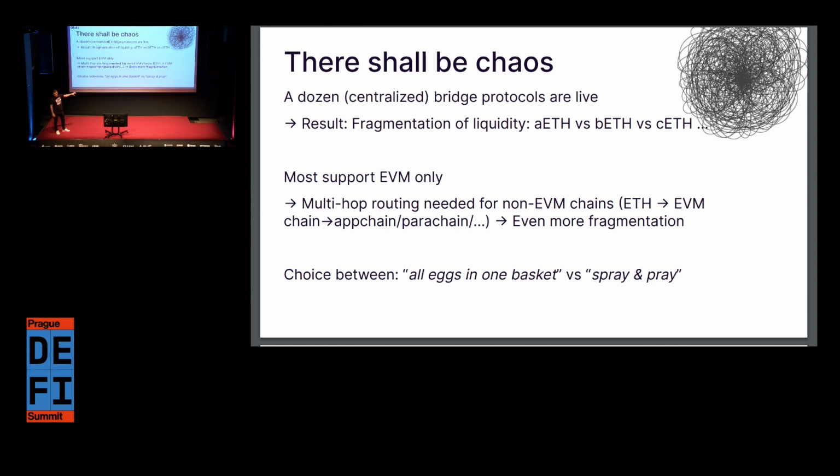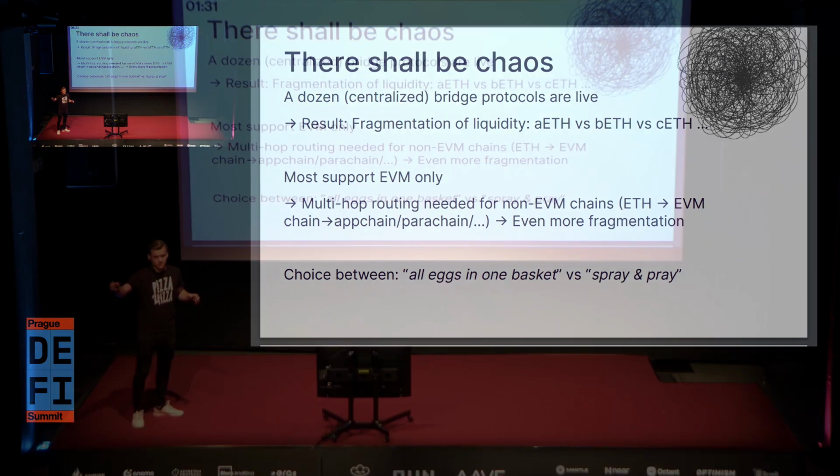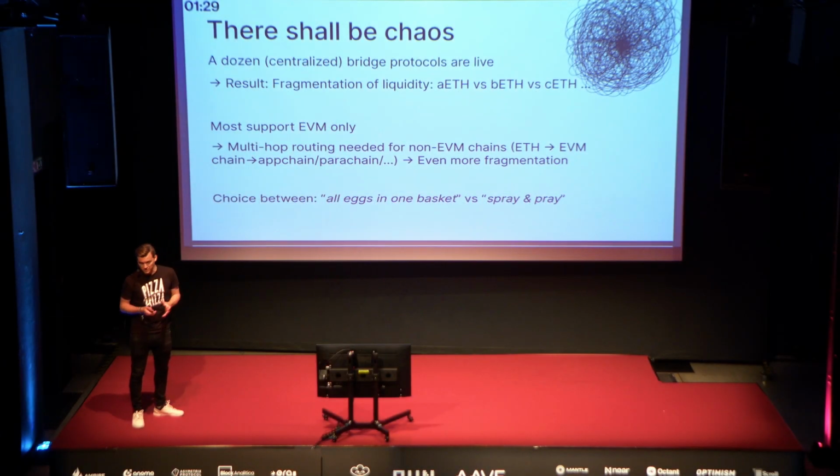So problem number one, fragmentation of liquidity. There's so many different bridges. Most of them only support EVM chains. You have a lot of app chains coming online. Chains connect to EVM bridges and native bridges, and you have 5 different versions of the same asset. So you either just decide as an app chain, do I put all my eggs in one basket and I trust one bridge, but if that breaks, I'm gone. Or I diversify, but then it's all fragmented.